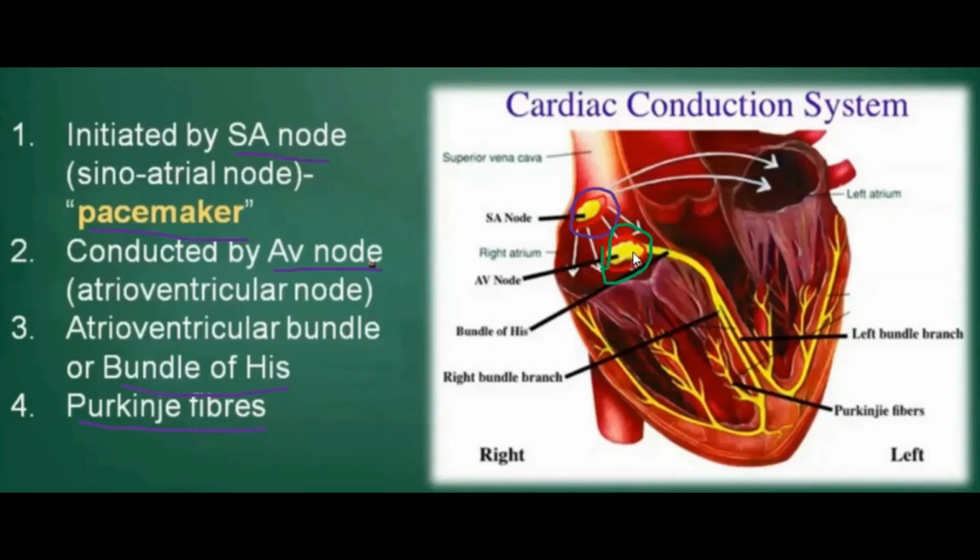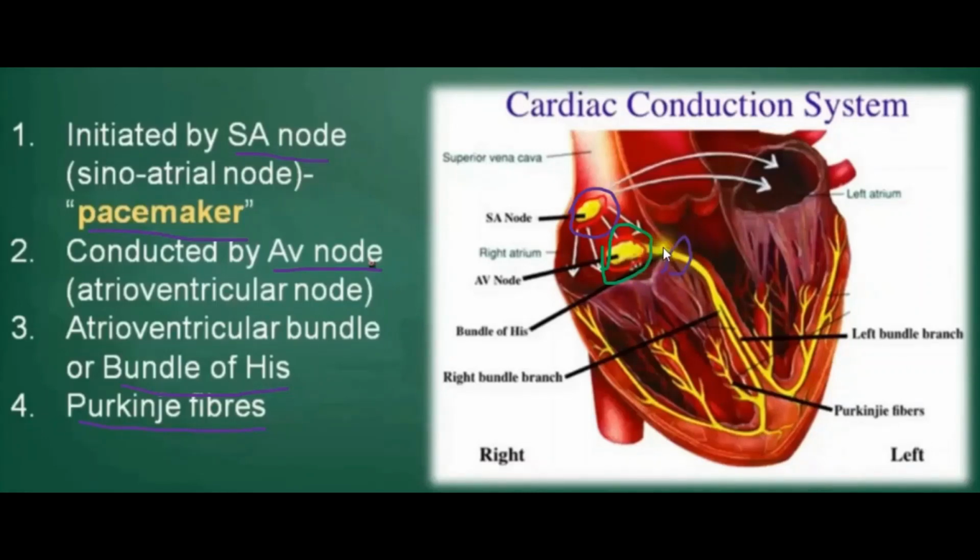Then the next point: the impulse from the AV node spreads to the ventricular muscle via the atrioventricular bundle and Purkinje fibers. So this area is known as the atrioventricular bundle, or bundle of His. Why is it known as His? Because the scientist His first discovered the atrioventricular bundle. Because of his name, the atrioventricular bundle is known as the bundle of His.